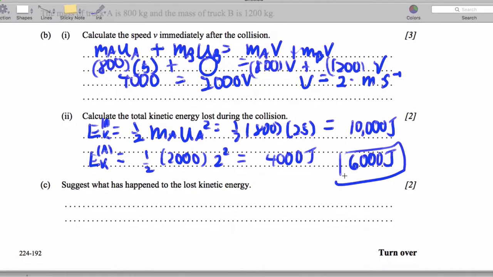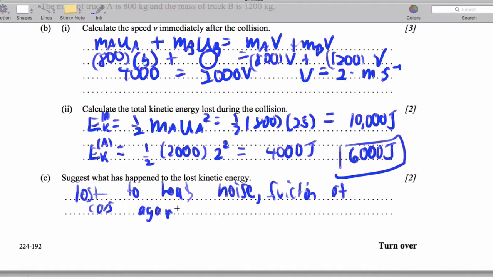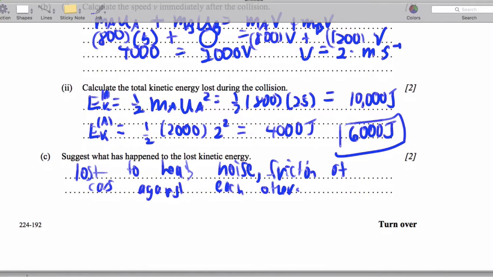What happens? There's a lot that can happen to this energy, but the most common thing, it's lost to heat, noise, maybe friction of cars against each other. Okay. Heat and noise are the big ones, though. All right. There we go.